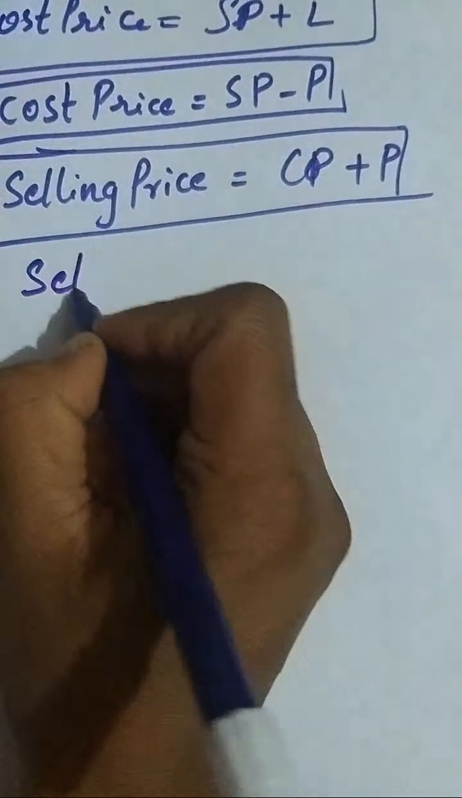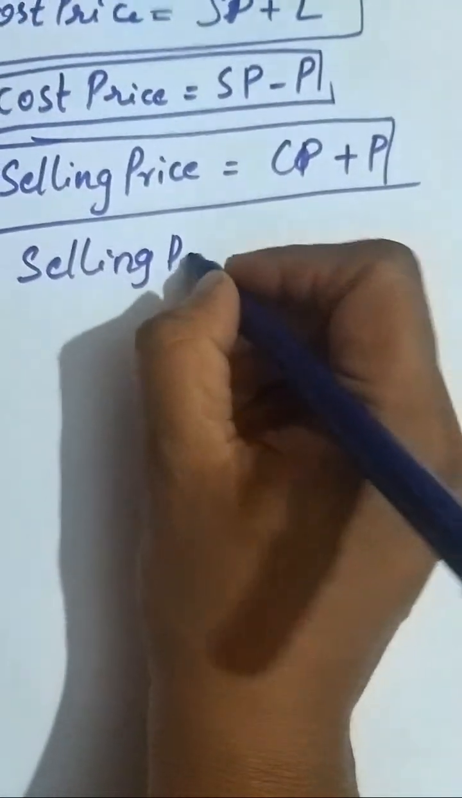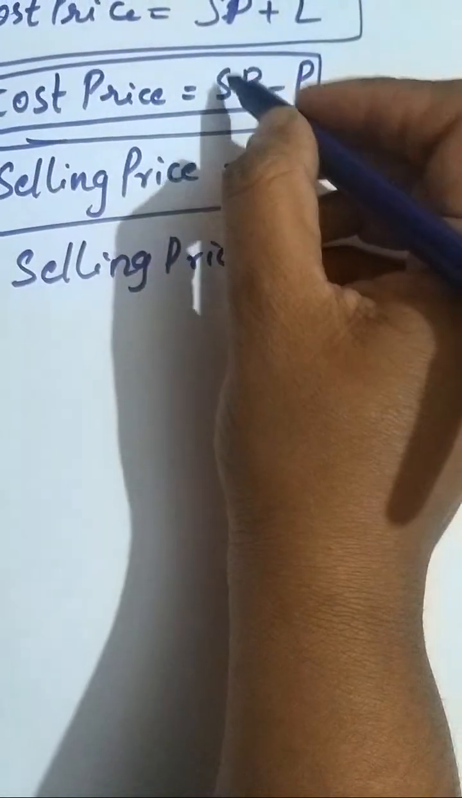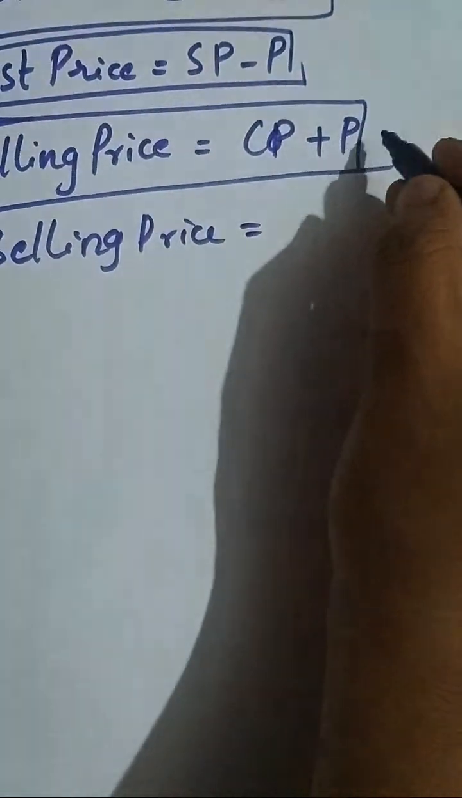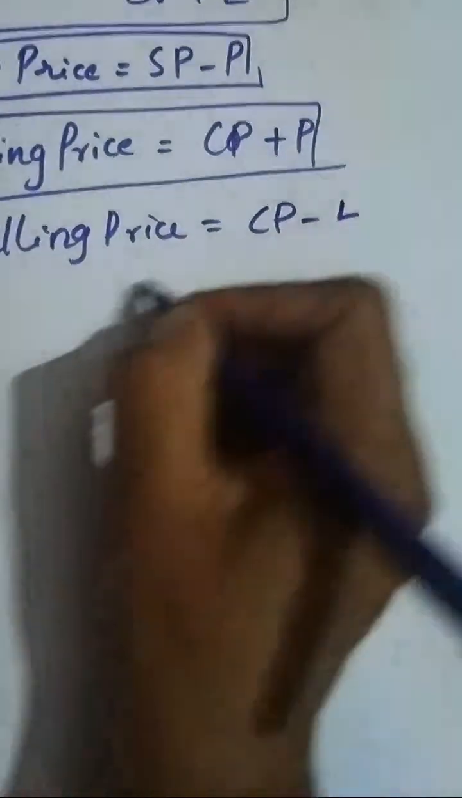Now, what is the selling price when cost price and loss is given? Cost price and loss is given, we have to subtract the loss. Okay, subtract the loss from the cost price.